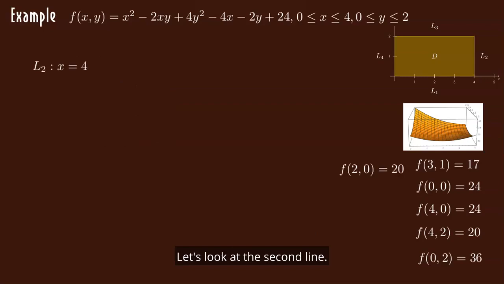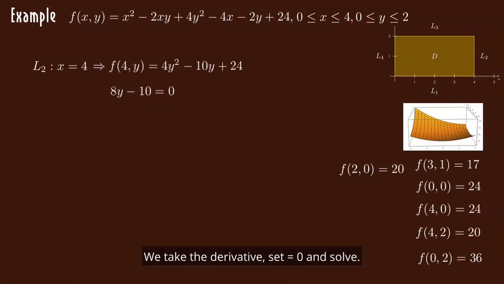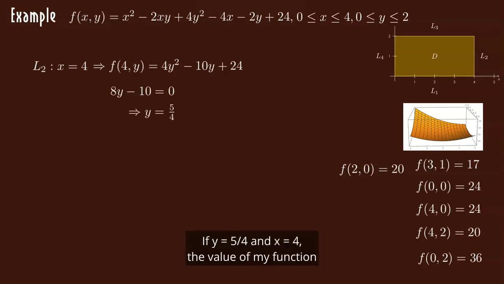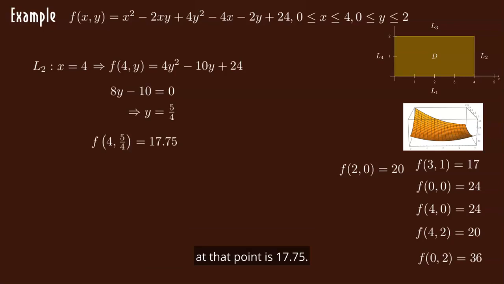Let's look at the second line. This is a line where x equals 4. Plug that into your function, get 4y squared minus 10y plus 24. We take the derivative, set it equal to 0, and solve. If y equals 5/4 and x equals 4, the value of my function at that point is 17.75.